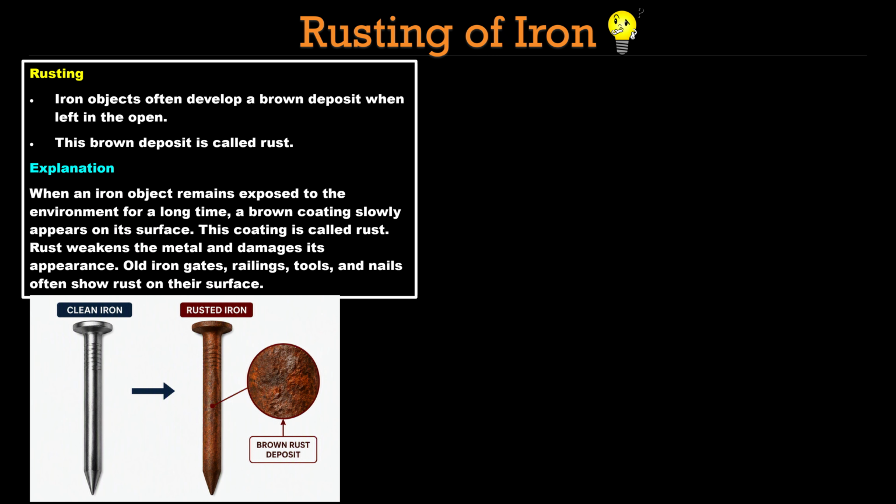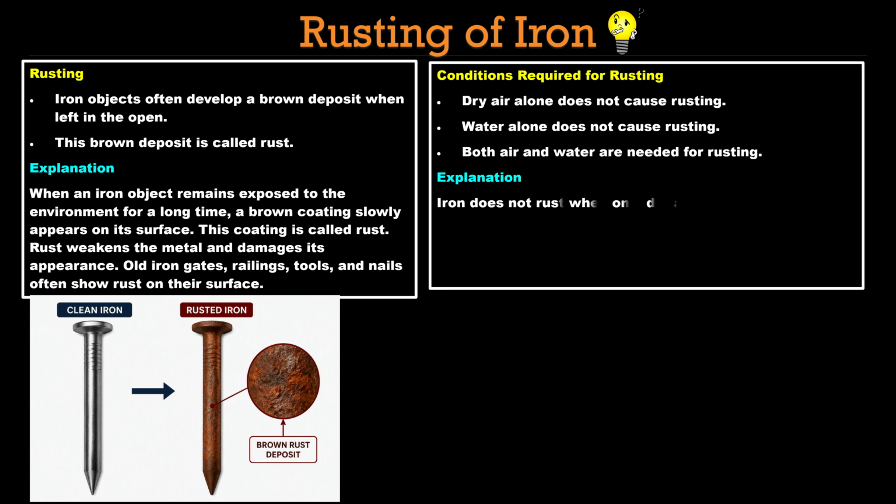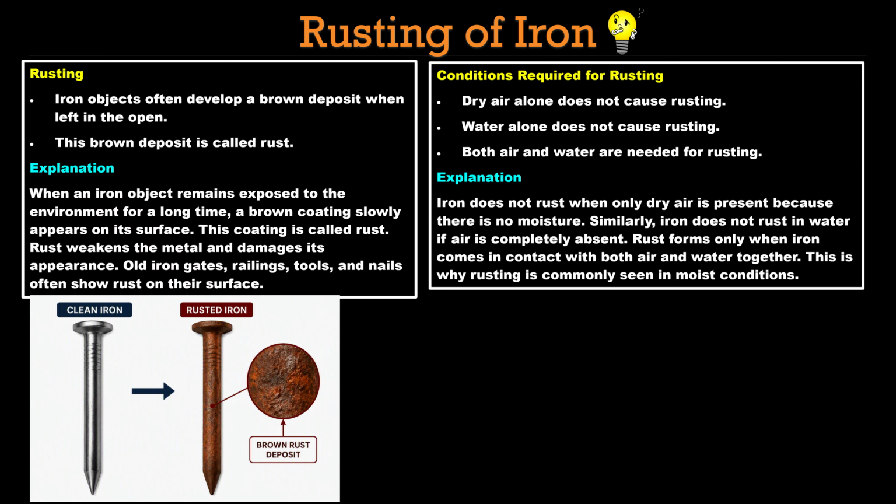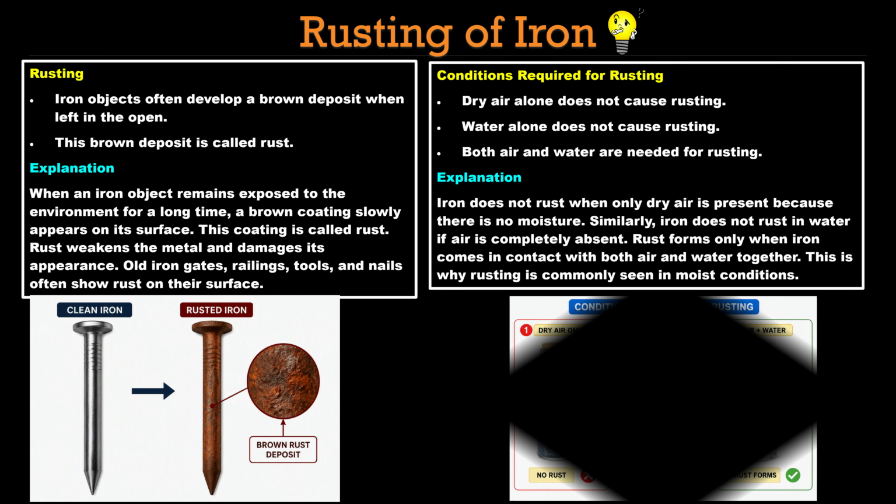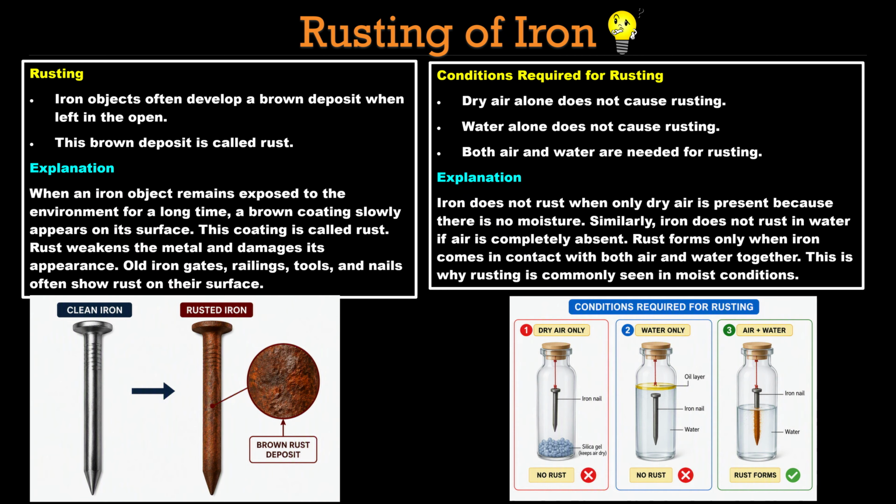Now, an important question arises: what is required for rusting to take place? Experiment shows that dry air alone does not cause rusting and water alone does not cause rusting. Rusting forms only when iron comes into contact with both air and water at the same time. In other words, moist air provides the condition necessary for rusting. That is why iron objects usually rust faster during the rainy season or in places where moisture is present. So remember this important point. Both air and water are necessary for rusting to occur. Without either one of them, rust will not form on iron.